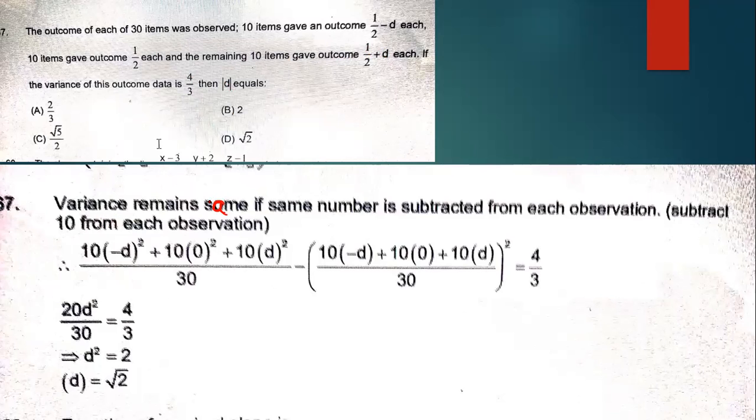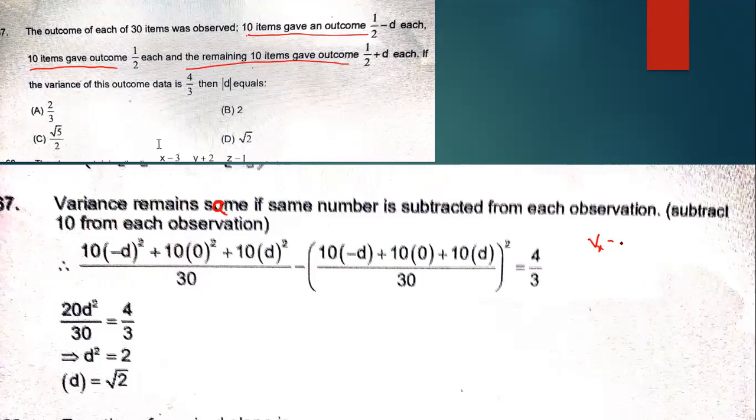Now see, the variance is always the same when the same number is subtracted from each observation. Subtract 10 from each observation. 10 observations: suppose take x1, x2, x3, x4 like that. What outcome is coming? 10 items gave an outcome of 1 by 2 minus d each. Here also the outcome is 1 by 2. Here also the outcome is 1 by 2 plus d.